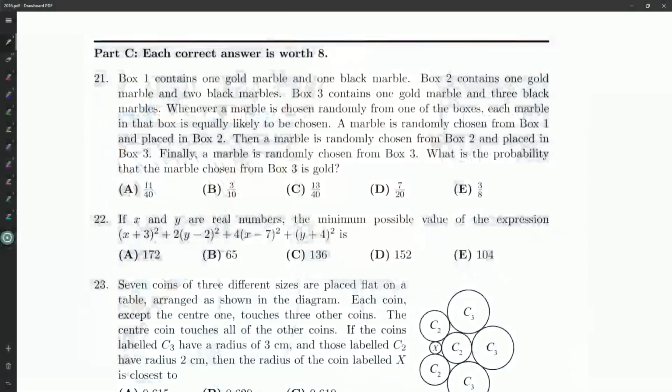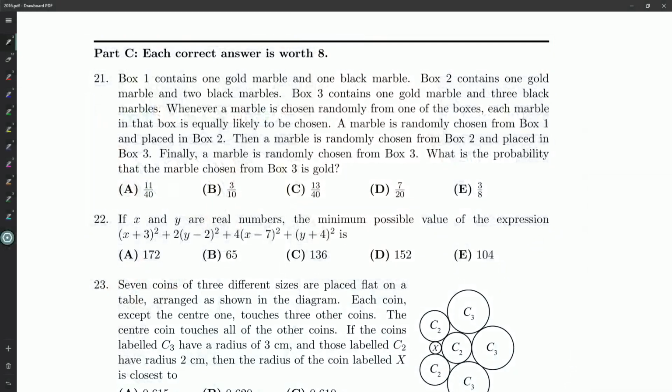We're going to be starting part C of our 2016 grade 11 Fermat paper. So part C, these questions are now worth 8 marks. This should be a little bit harder. So question 21 is what we're going to be handling in this video, the first of our last 5 questions.